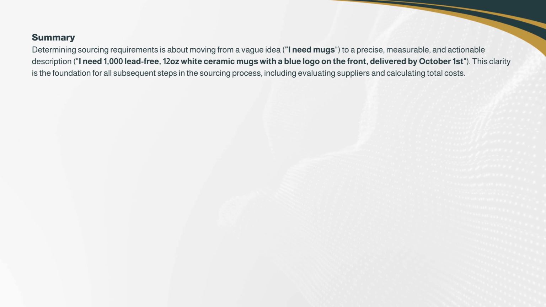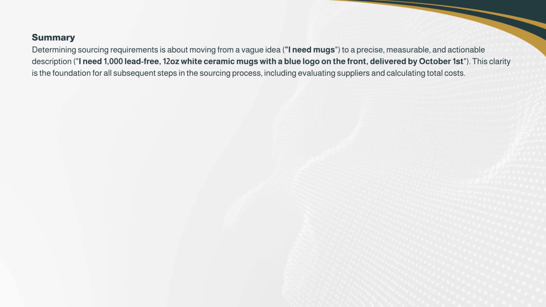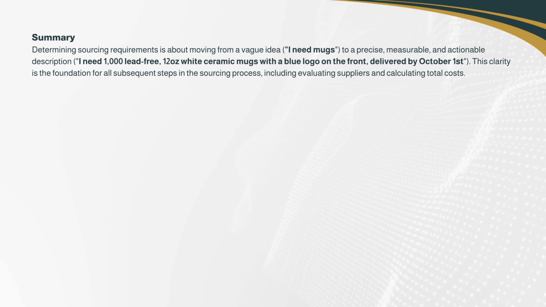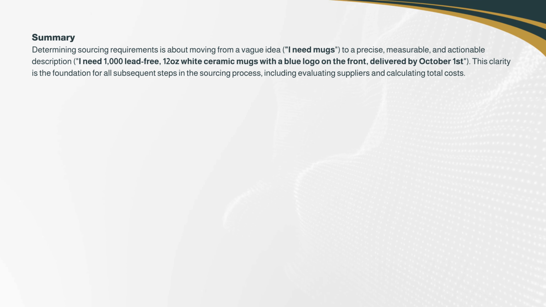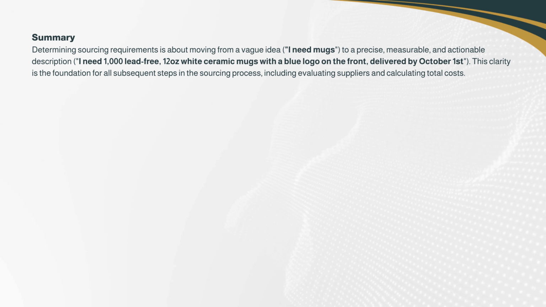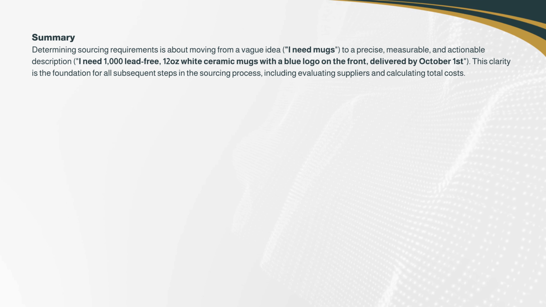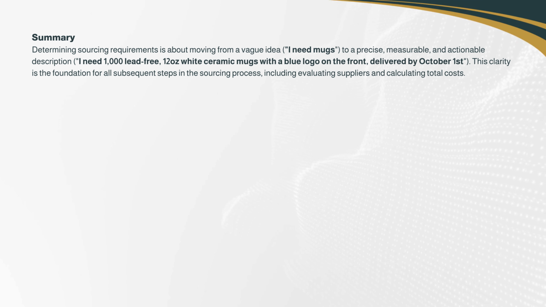Summary. Determining sourcing requirements is about moving from a vague idea, "I need mugs," to a precise, measurable, and actionable description. I need 1,000 lead-free, 12 ounces white ceramic mugs with a blue logo on the front, delivered by October 1st. This clarity is the foundation for all subsequent steps in the sourcing process, including evaluating suppliers and calculating total costs.